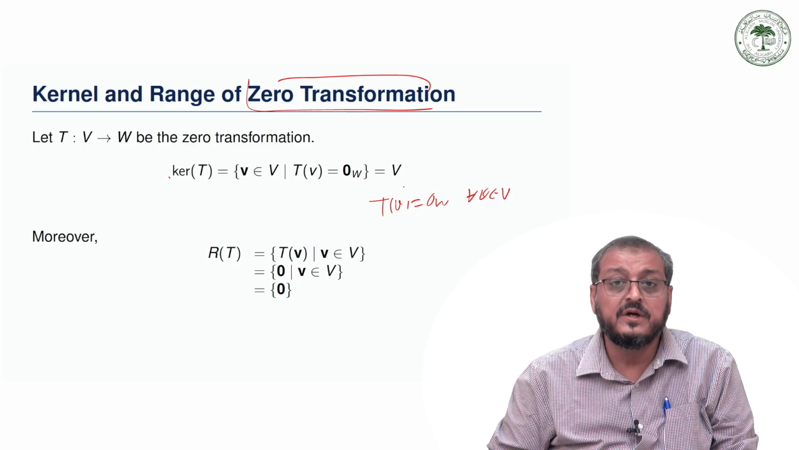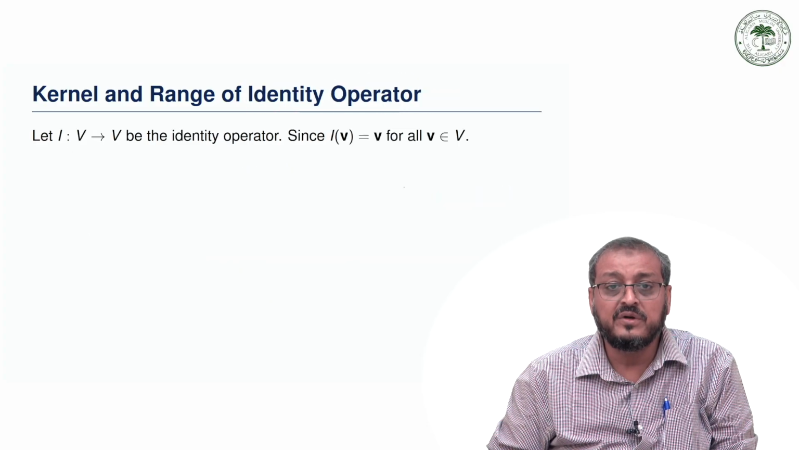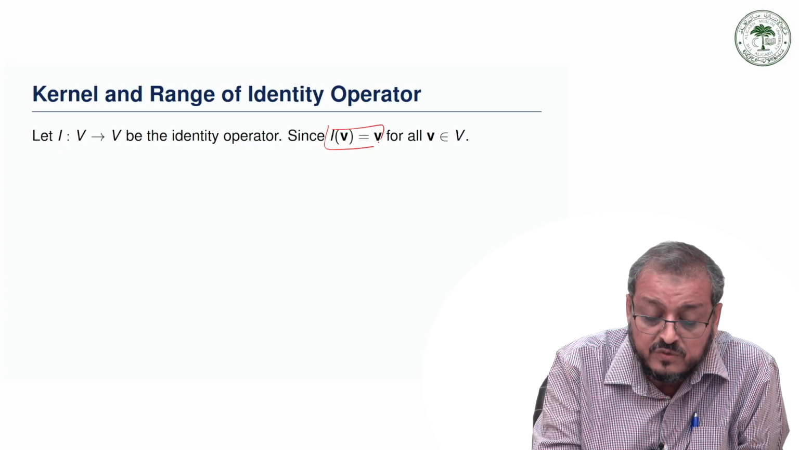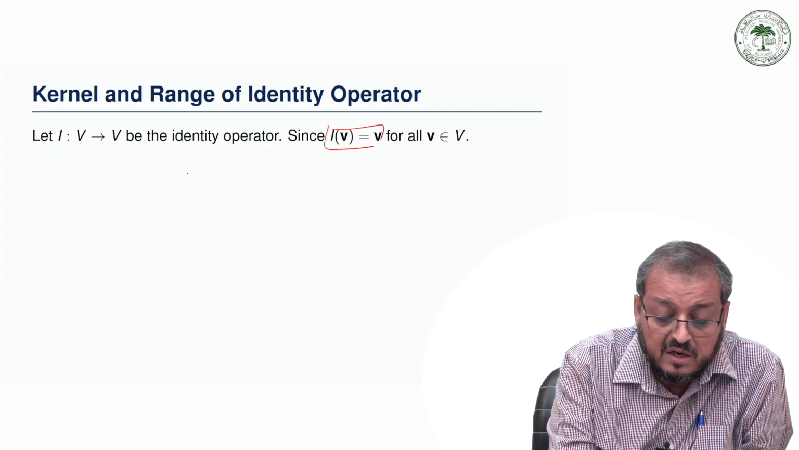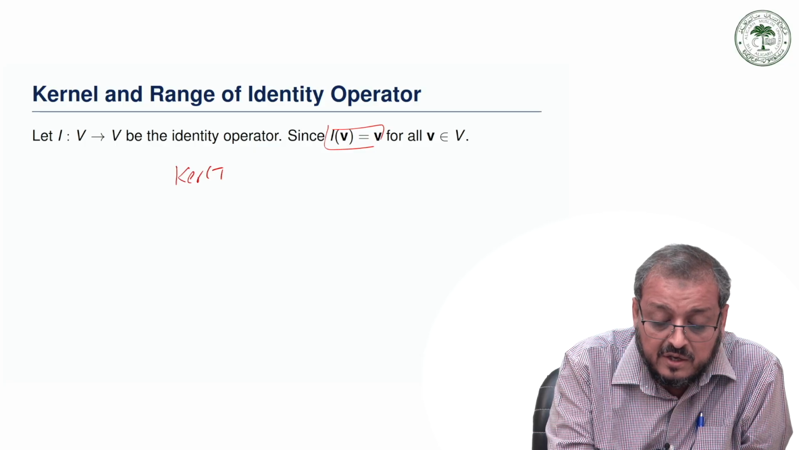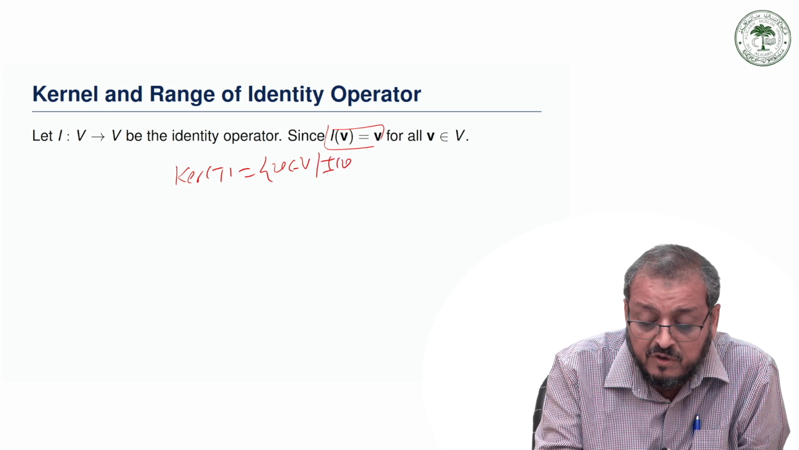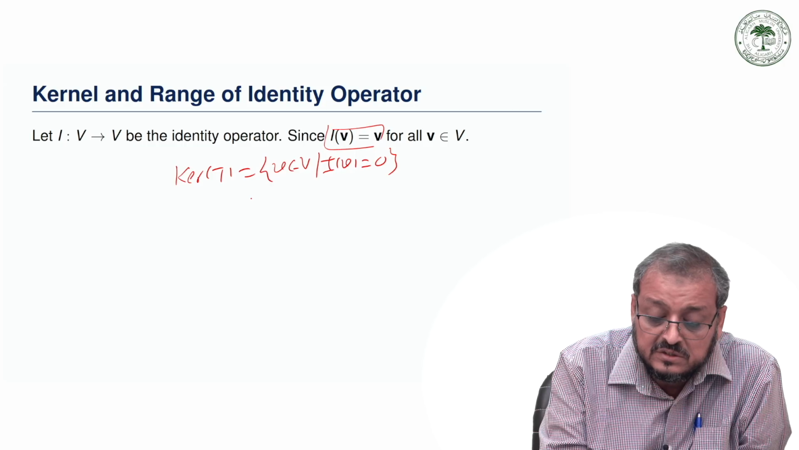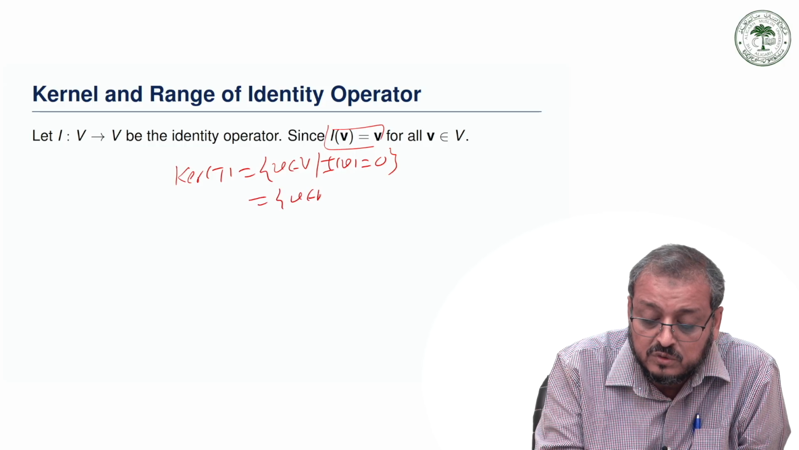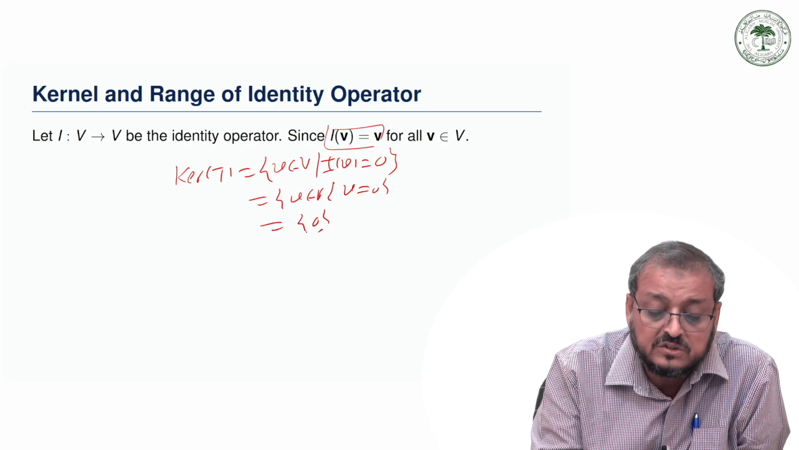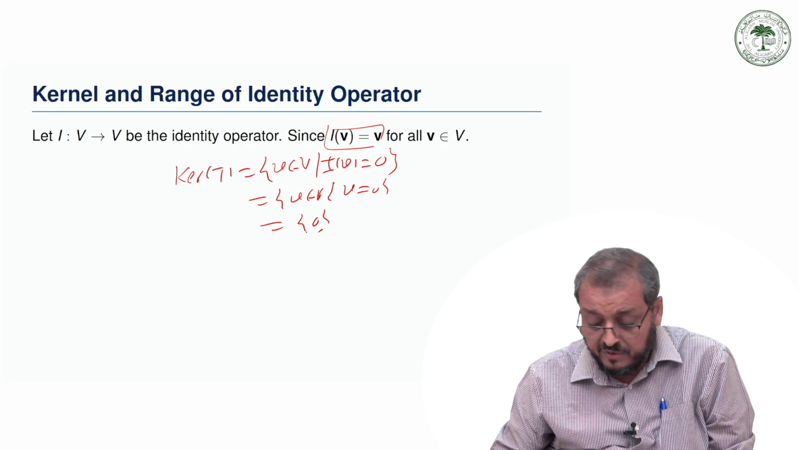Okay, now we move to the next, which is the identity transformation. Identity transformation means I of V is equal to V. So this means we can say that the kernel of T is equal to the set of V belonging to the space V such that T of identity of V is equal to 0. This is nothing but the set of V belonging to V such that V is equal to 0. So this is only the zero subspace for the identity operator.